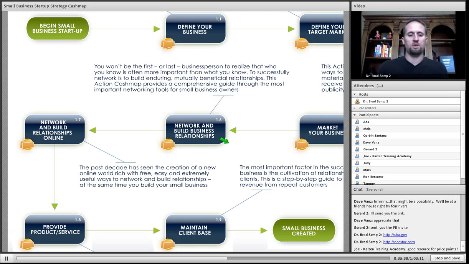So 1.6, moving on here, gets into developing networks and building relationships. I'm going to couple that with 1.7, because in today's day and age, offline and online should work hand in hand. It's developing relationships. So, for instance, Twitter.